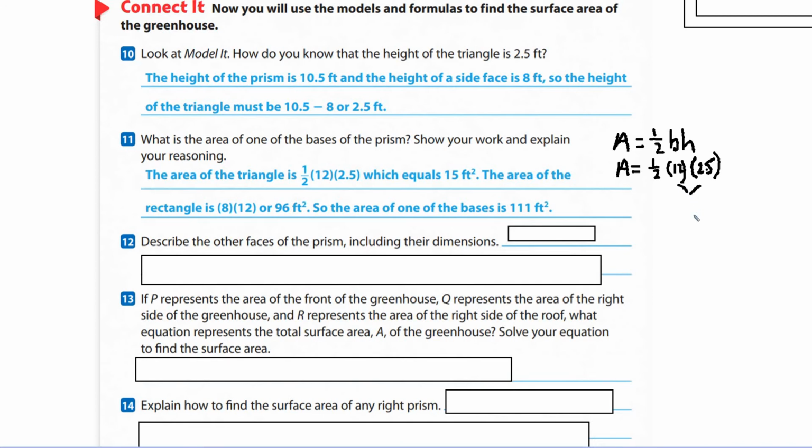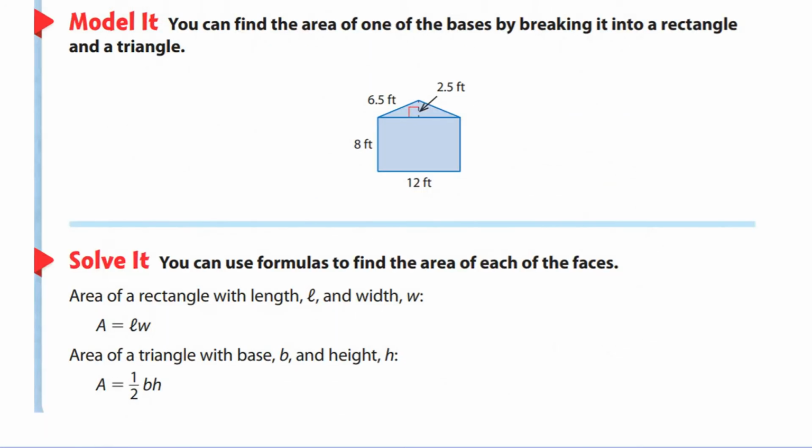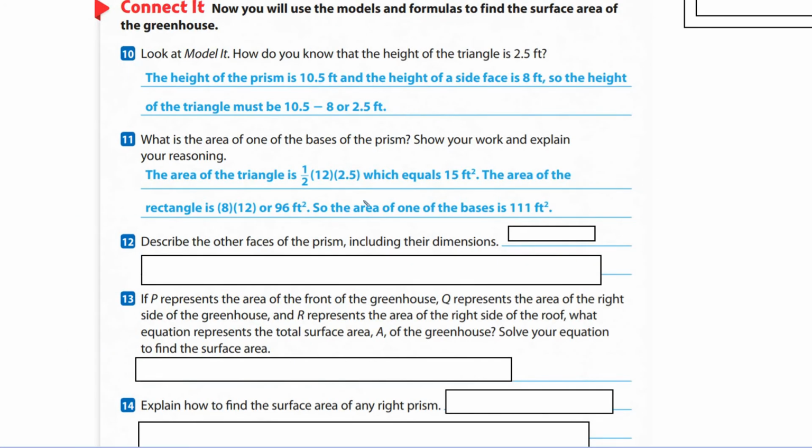12 times 2.5 times 1/2 is 30. And then 30 times 1/2 gives us, just write it step by step, 15. So there it is. So we know that the area of the triangle is 15 feet squared. And then the area of the rectangle is 8 by 12. There's the formulas too. Always plug in the formulas, take your time. So you would do 8 times 12, which is 96.